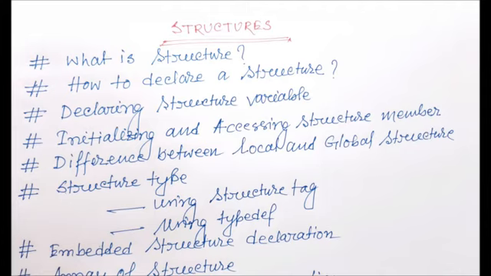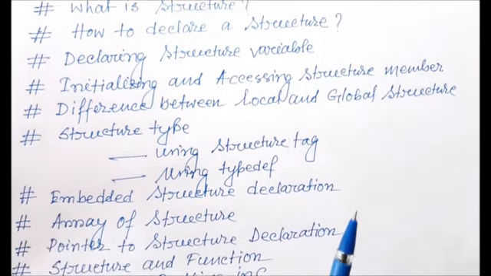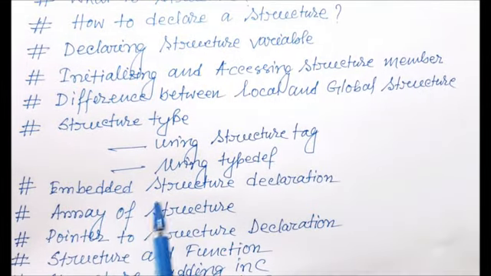This is the basic thing that is required. So we will discuss in detail when I go to the topic. Then we will go for the structure type, how by using structure tag, by using structure definition, typedef. Then we go for what the embedded structure declaration means. So how do I declare an embedded structure?